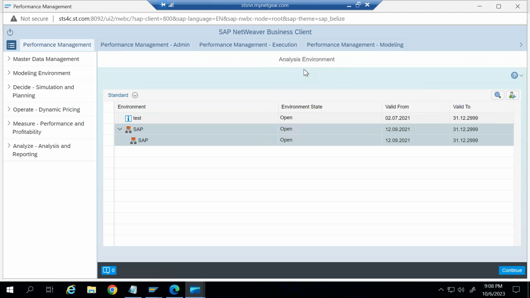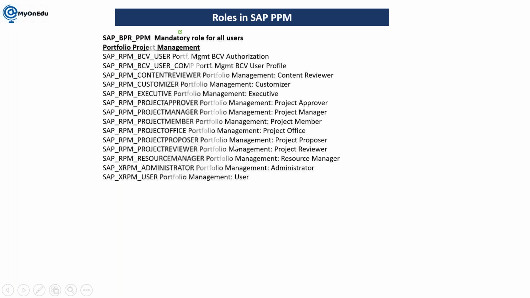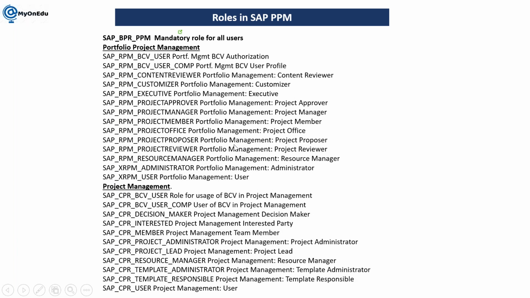So when we are accessing a system like the PPM system, we are using different roles there. We have the roles in NetWeaver Business Client and Fiori, and that is a separate role which we are using here. I have taken some of the roles. We will understand more about roles later. This is just an idea of what different types of roles we have here.